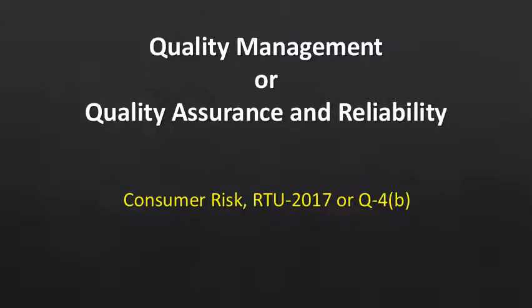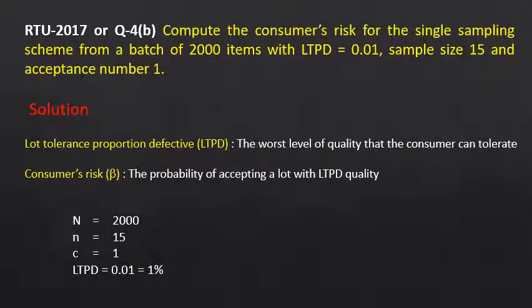Hello everyone. In today's quality management class, we are going to solve one of the questions from an old paper, and this is an example of consumer risk beta. The given question is: compute the consumer risk for the single sampling scheme from a batch of 2000 items with LTPD equal to 0.01, sample size 15, and acceptance number equal to 1.